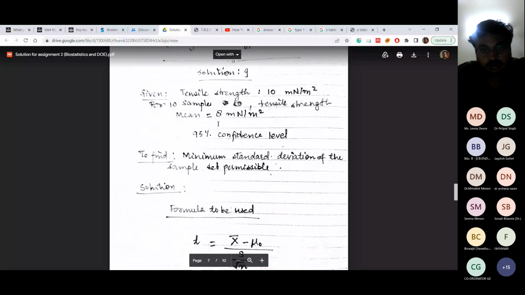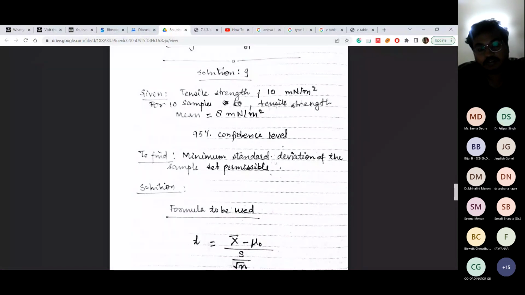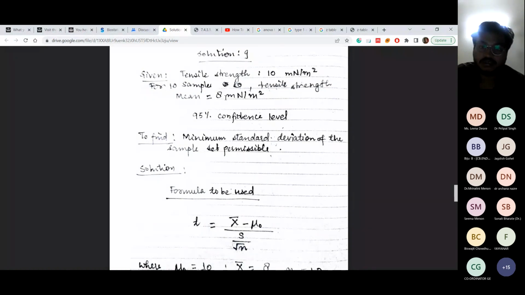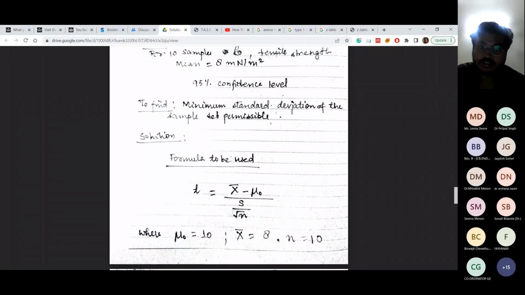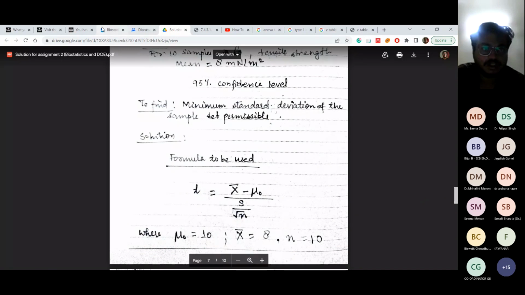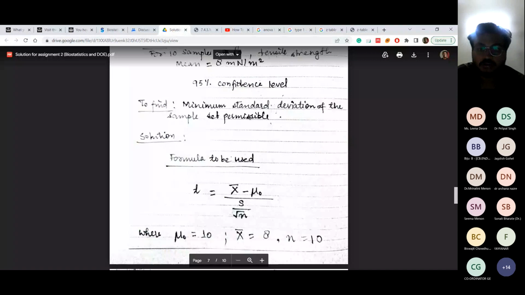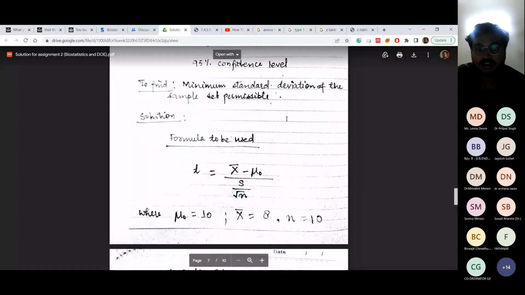So for the population, we are given the mean tensile strength, which is 10. For the 10 samples that we collected, the tensile strength is 8. We want to calculate the minimum standard deviation of the sample set that is permissible.